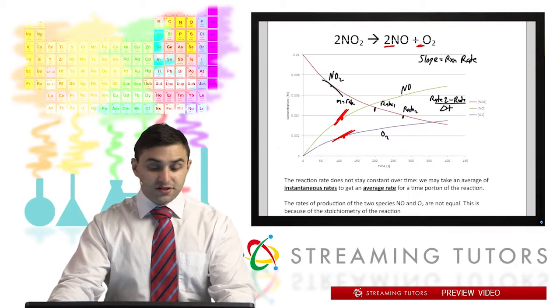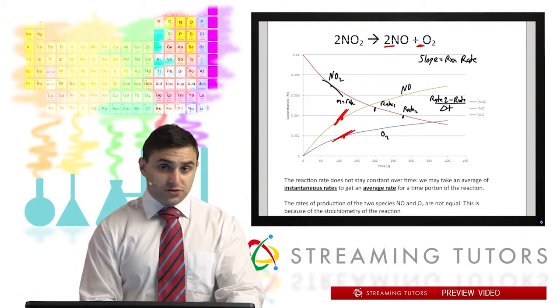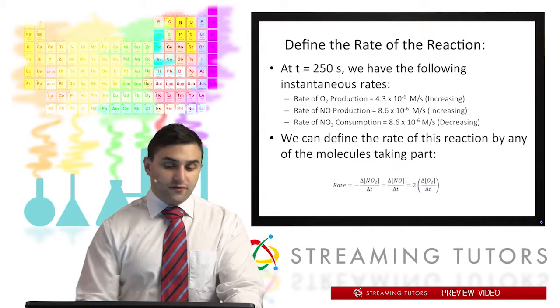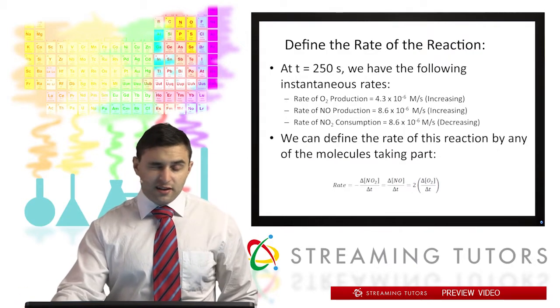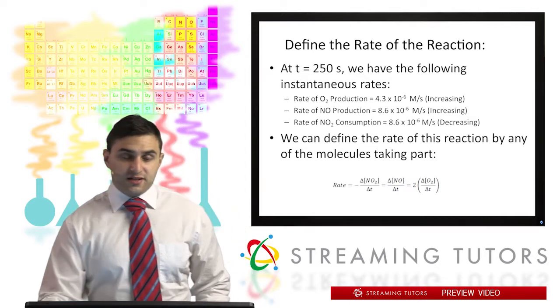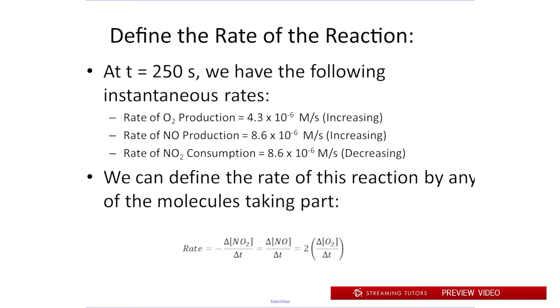And that's the reason for the discrepancy in the reaction rates here. Now, when we have a system like this, we can quantify the reaction rates based on the disappearance of a reactant or the formation of a product. So let's say we have some instantaneous rates. At 250 seconds, we have the following: the rate of O2 production is 4.3 times 10 to the negative 6. And the rates of NO production and NO2 consumption are both 8.6 times 10 to the negative 6.